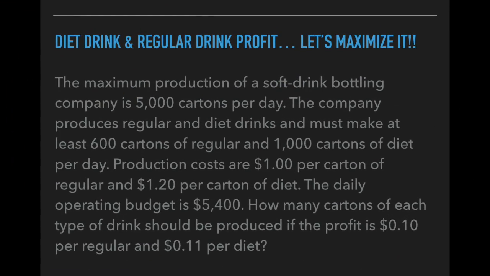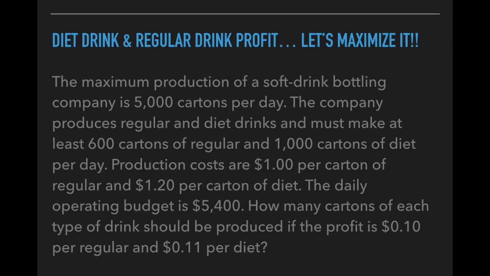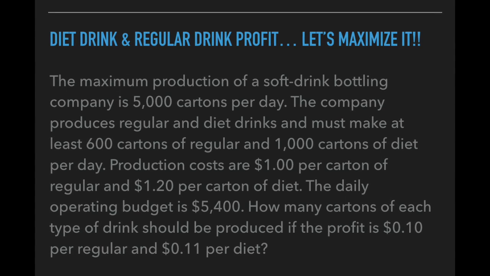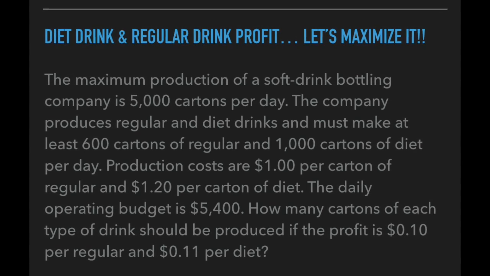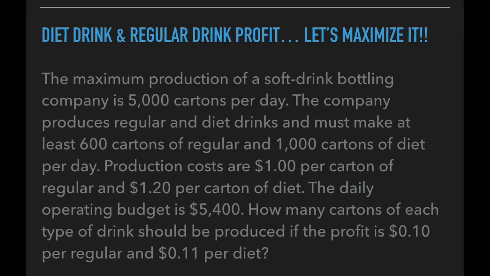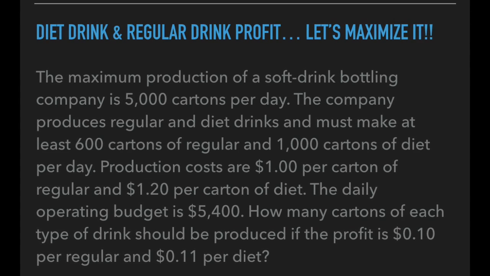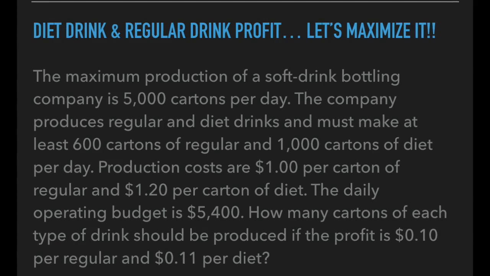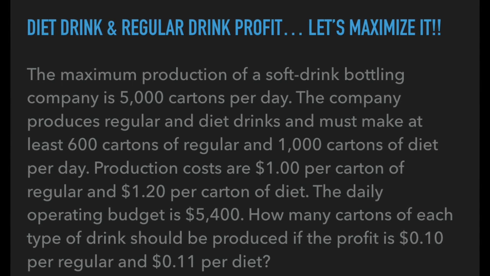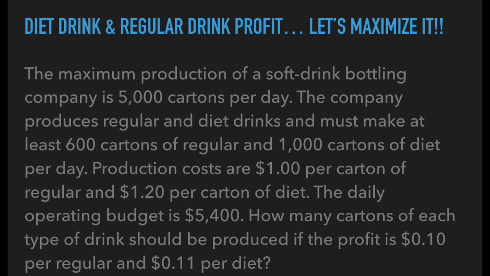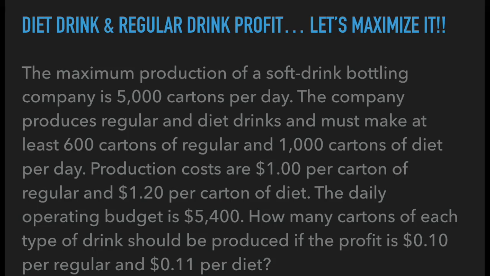Okay, so this is our next problem. The maximum production of a soft drink bottling company is 5,000 cartons per day. The company produces regular and diet drinks and must make at least 600 cartons of regular and 1,000 cartons of diet per day. Production costs are $1 per carton of regular and $1.20 per carton of diet. The daily operating budget is $5,400. How many cartons of each type of drink should be produced if the profit is 10 cents per regular and 11 cents per diet?